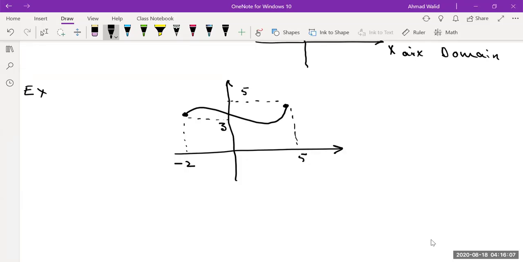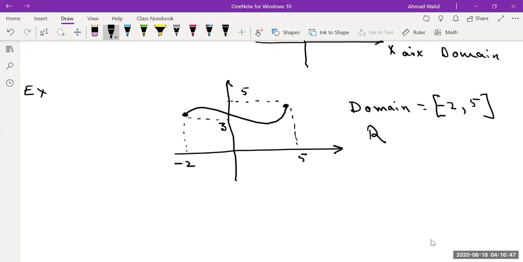If I ask you to read the domain, how much is the domain of this function and how much is the range? What will be the answer? What is the domain? How much is the range? If I ask you to read the domain, please read the values of X from where your function starts, where your function ends, that's your domain. The domain of this function is from -2 to where? To 5.